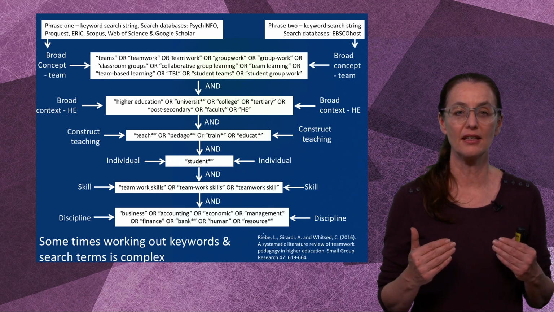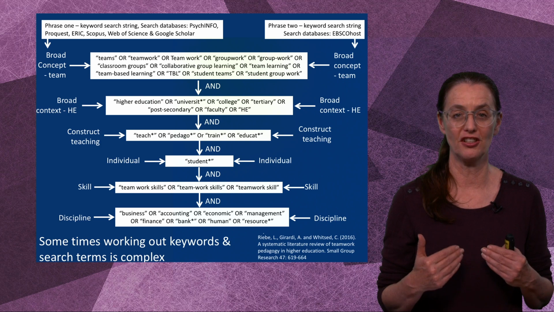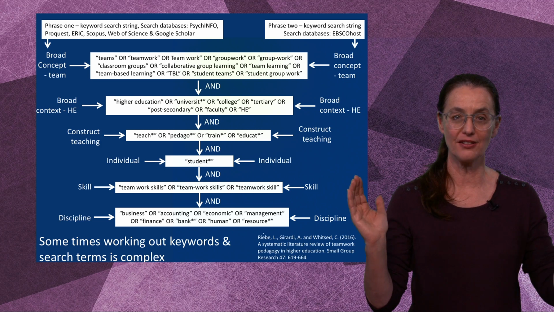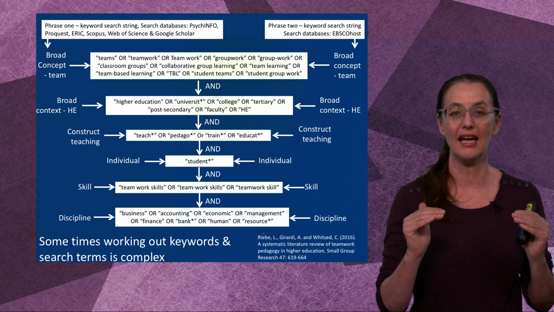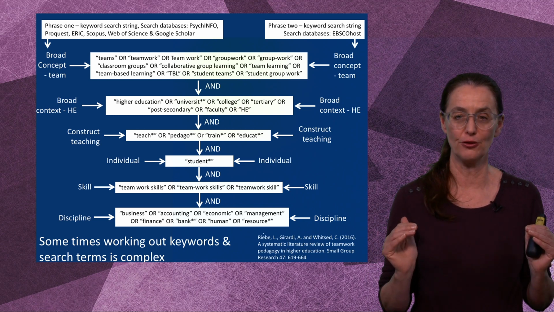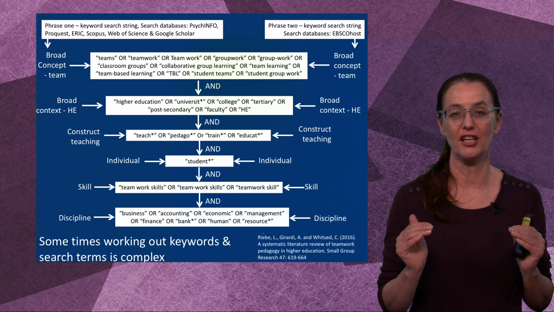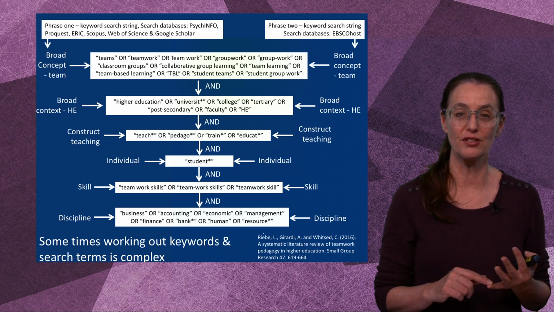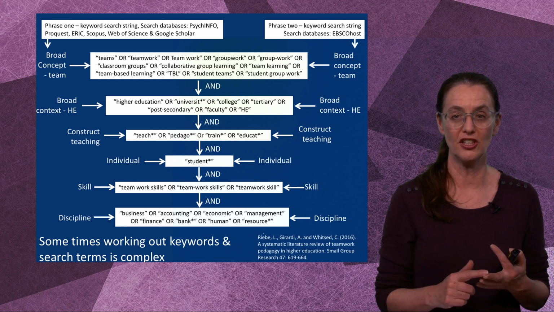Then they're wanting to say that they're looking at this in a higher education context. So then they've linked that using an AND criteria, so there have been brackets around the first group, and then there's an AND, brackets around a second group of words that are getting at the higher education. So higher education, or university, or college, or tertiary, or post-secondary, or faculty, or HE.